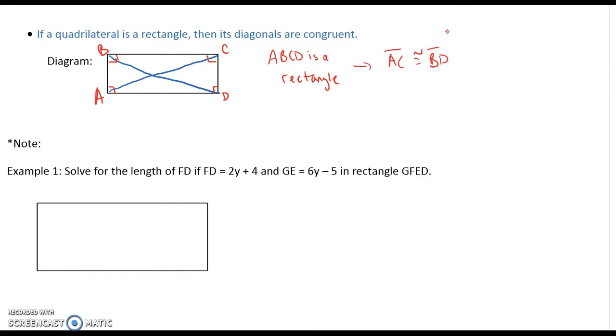Please note this does not mean the diagonals bisect the angles. That's the common error I see over and over again with this. That's only true for rhombuses.